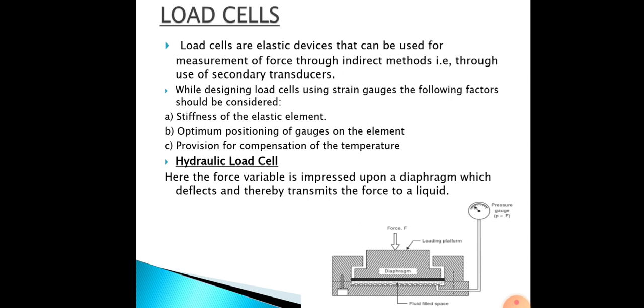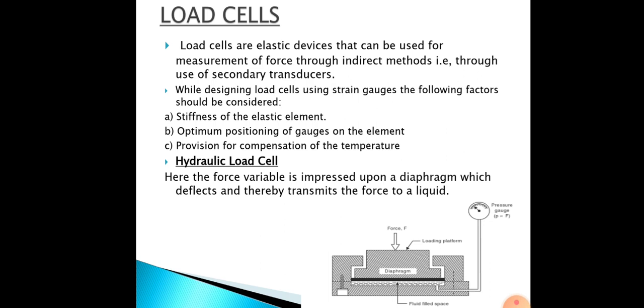The next one is the hydraulic load cell. You can see the hydraulic load cell in the diagram. Here the force variable is impressed upon the diaphragm, which deflects and thereby transmits the force to the liquid. The liquid contained in the confined space has a preload pressure. On the application of the force, the liquid pressure increases in proportion to the force magnitude. The pressure is transmitted to and read on an accurate pressure gauge.